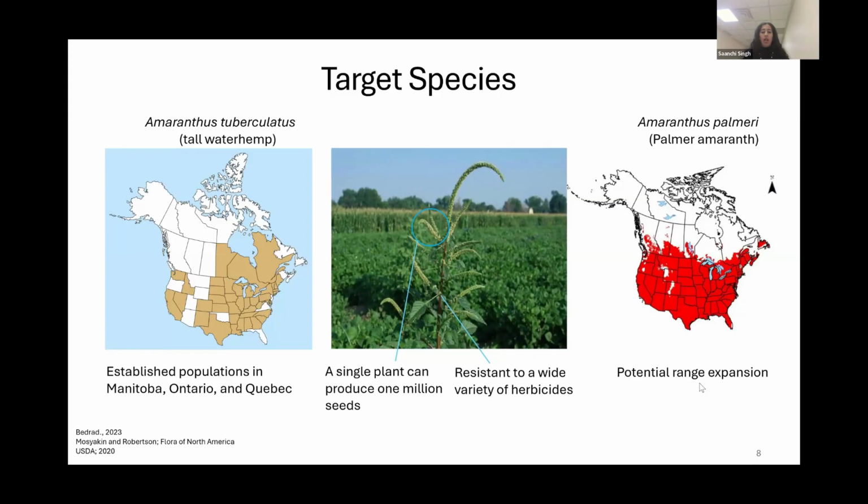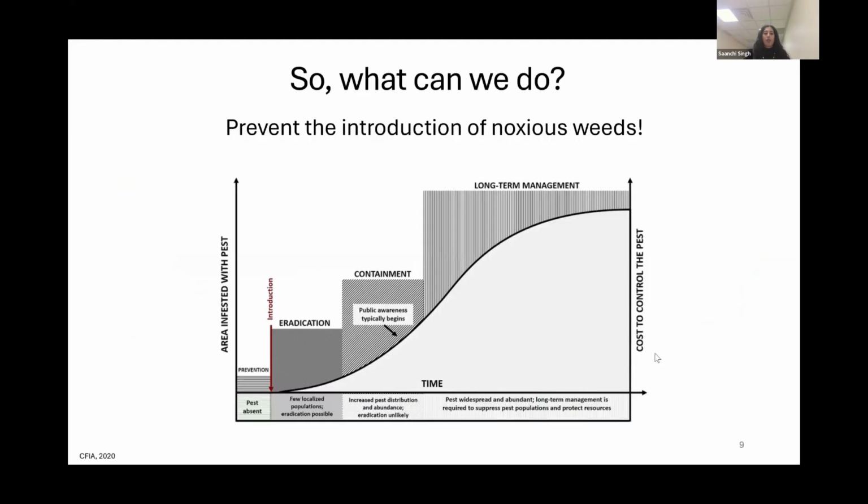And in fact, Palmeri populations have been detected in Manitoba and Ontario already, so it has the potential to spread further. And so that leaves us with the question, what can we do? Well, the most effective strategy is to prevent their introduction.